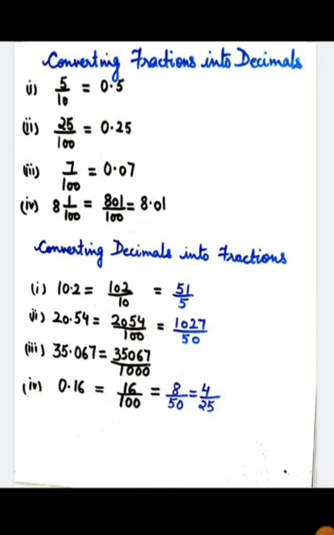Now divide the numerator and denominator by 2, and the answer we get is 8 upon 50. Again we can divide numerator and denominator by 2, and the answer we get is 4 upon 25.